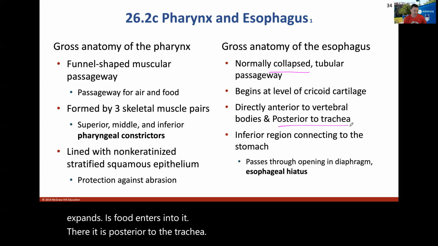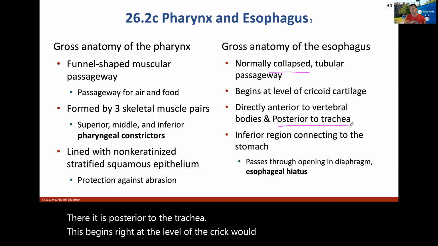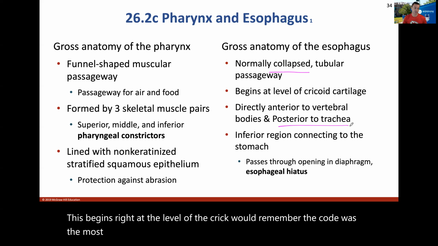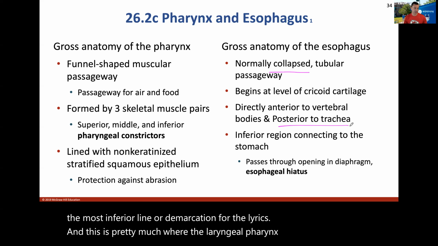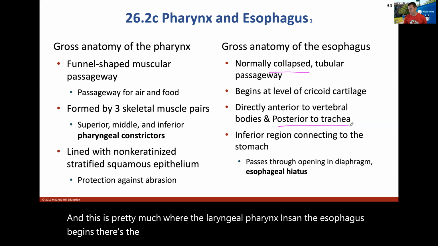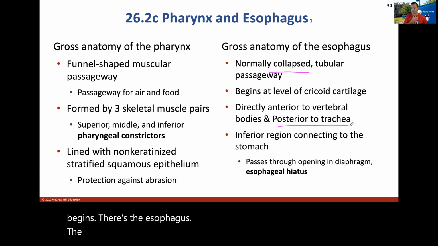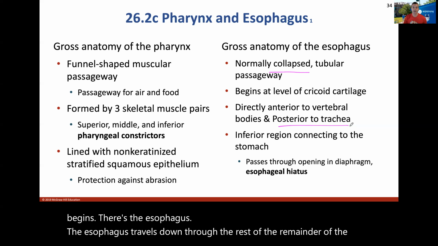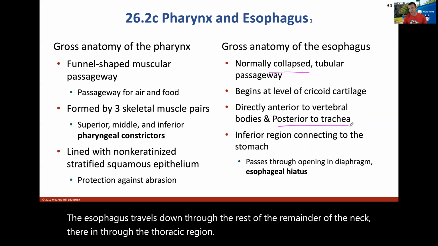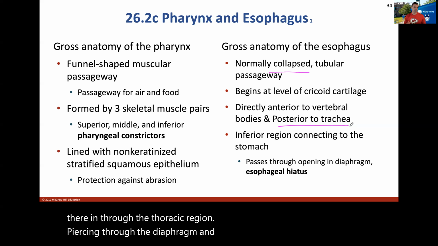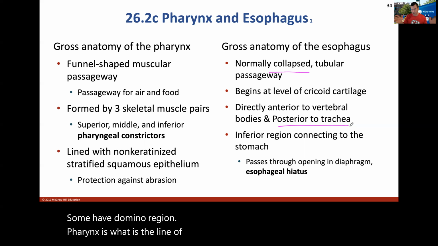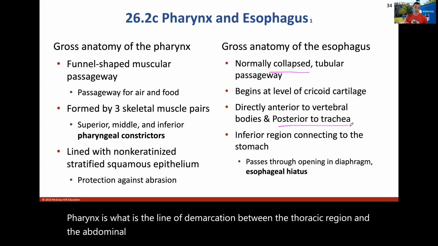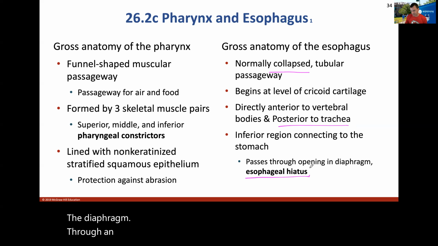This begins right at the level of the cricoid. Remember, the cricoid was the most inferior line of demarcation for the larynx. And this is pretty much where the laryngopharynx ends and the esophagus begins. There's the esophagus. The esophagus travels down through the remainder of the neck and through the thoracic region, piercing through the diaphragm and dumping into the stomach. The stomach's in the abdominal region. The diaphragm is the line of demarcation between the thoracic region and the abdominal region. The esophagus penetrates through the diaphragm through an opening called the esophageal hiatus.